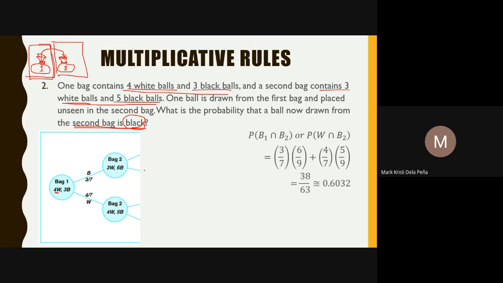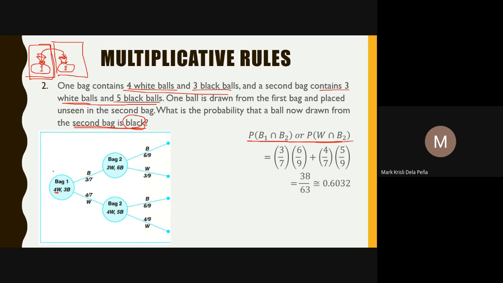There are actually two possibilities, right? We can get black from the second bag, provided that in the first bag we got black. And we can also get a black ball in the second bag if the first ball that we got from bag one is white. So there are two possibilities. Either the first bag is black and the second is black, or the first bag is white and the second bag is black. Now, these are the probabilities.